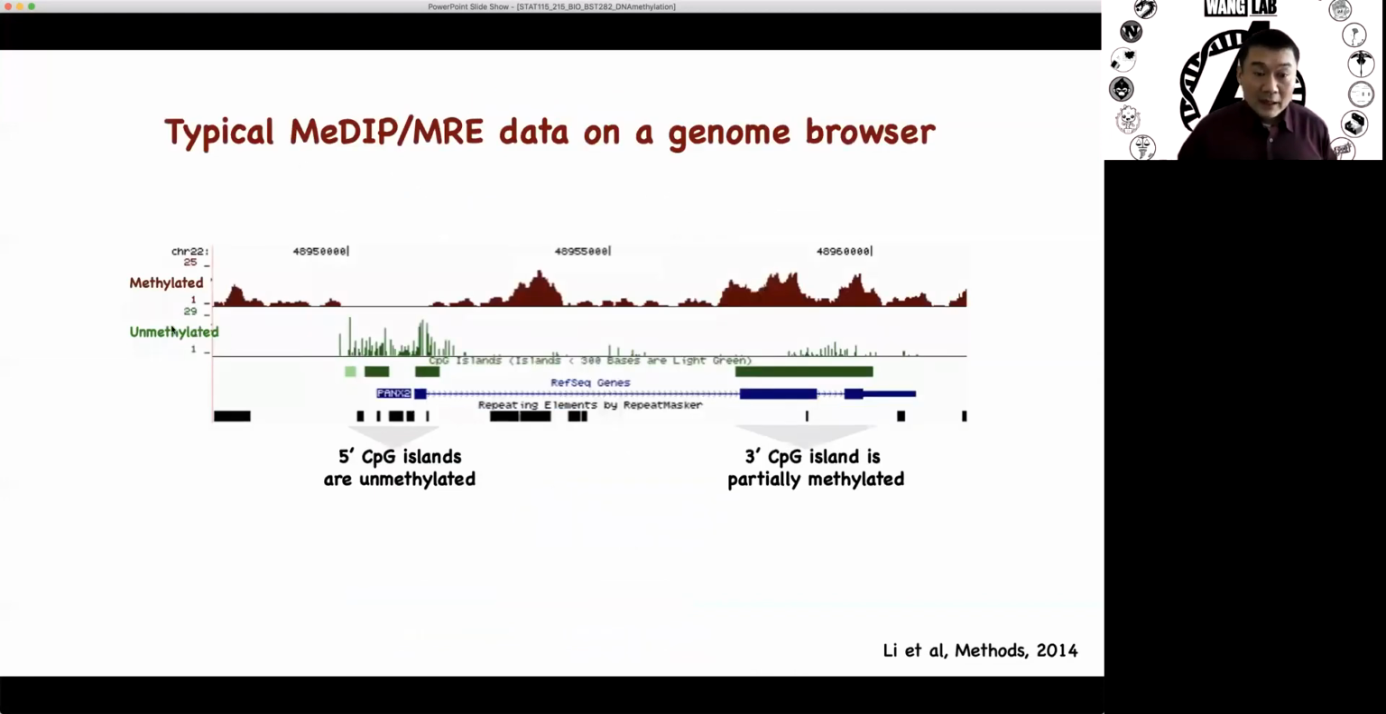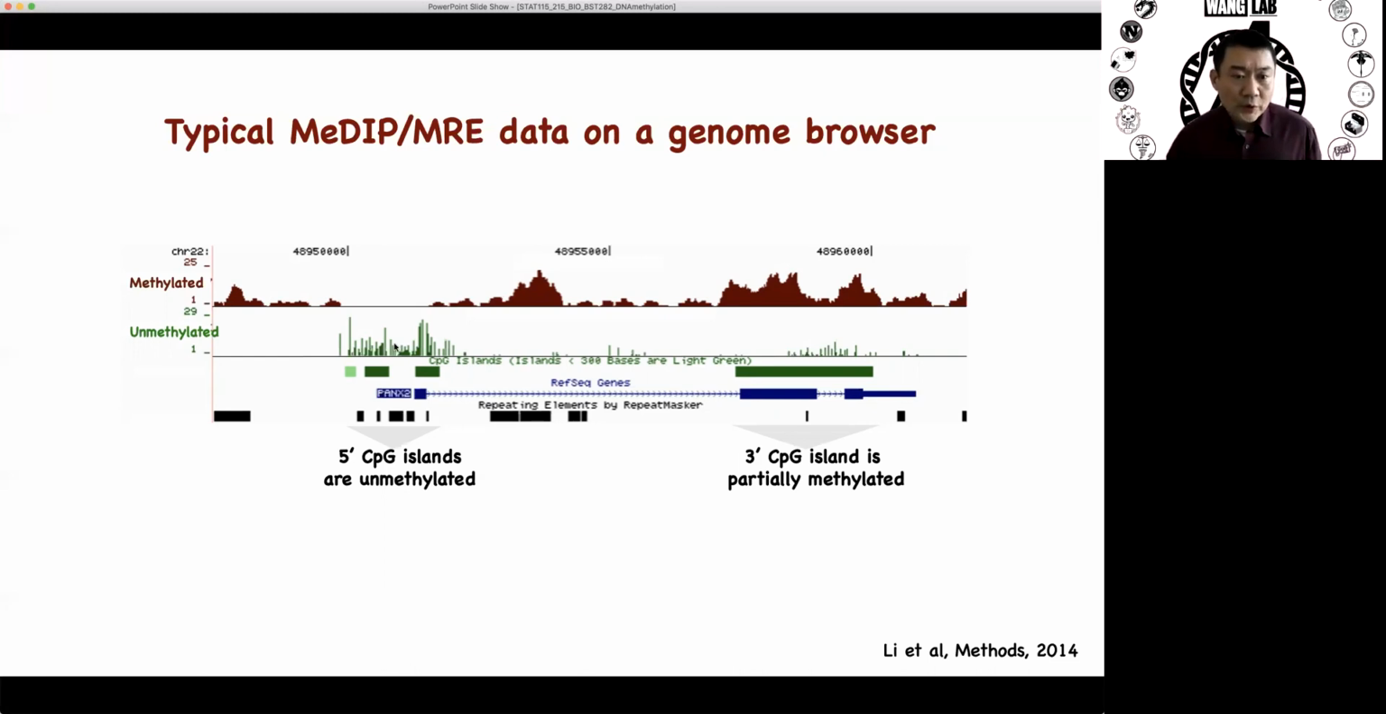Typically you can plot this type of data on a genome browser and see these little ticks representing the number of cuts happening at those specific unmethylated CpGs, right? So you can see promoters are unmethylated, and this is a 3' CpG island that's partially methylated. These two types of data are complementary to each other. One enriches for methylated regions, the other enriches for unmethylated regions, right?